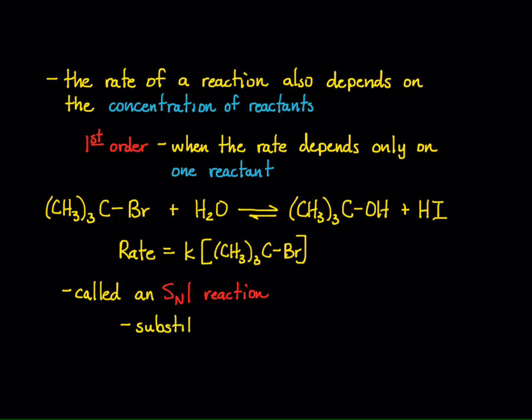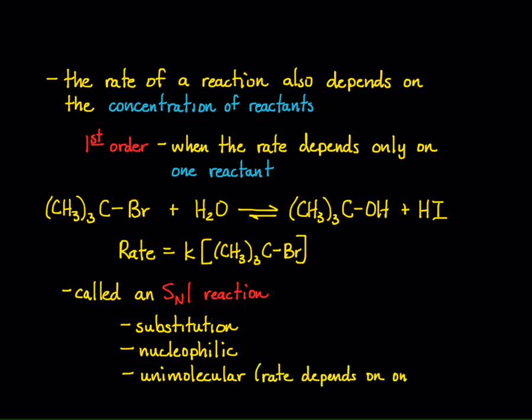SN1, why? Because it's a substitution, S. It's a nucleophilic substitution, so that's where the capital N comes from. And the 1 means that it's unimolecular. What does unimolecular mean? It means that the rate depends only on one molecule, and in this particular case, it depends on the concentration of the alkyl halide.